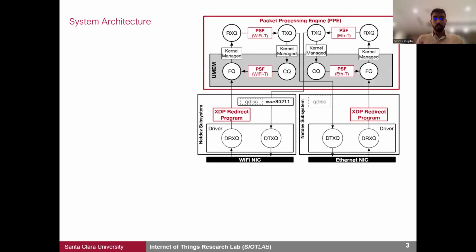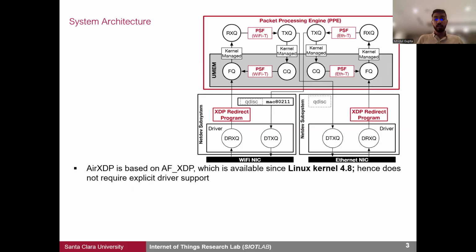Let's talk about the architecture of AirXDP. This diagram displays the high-level overview of the system architecture. AirXDP is based on AF_XDP, which was introduced from Linux kernel version 4.18 onwards. Hence, it does not require explicit driver support.